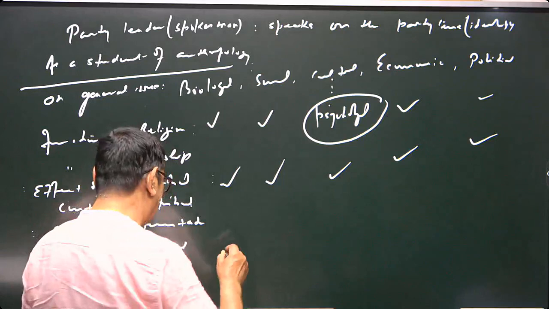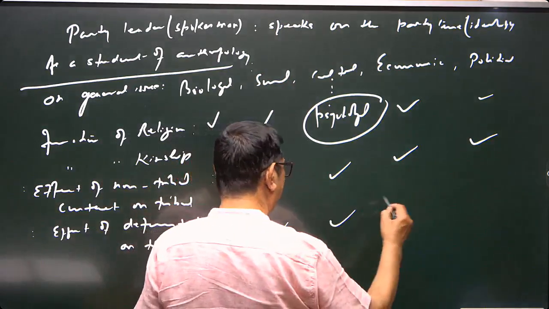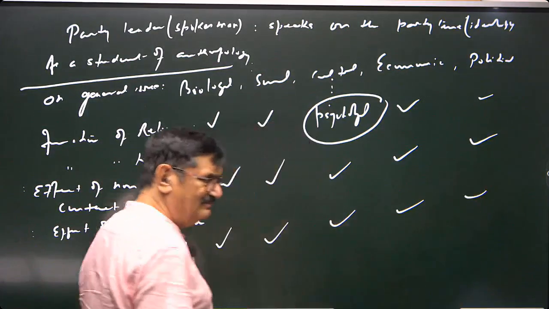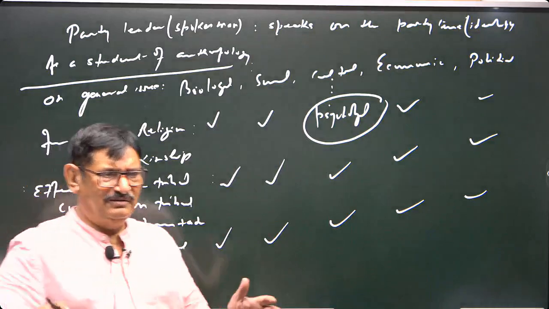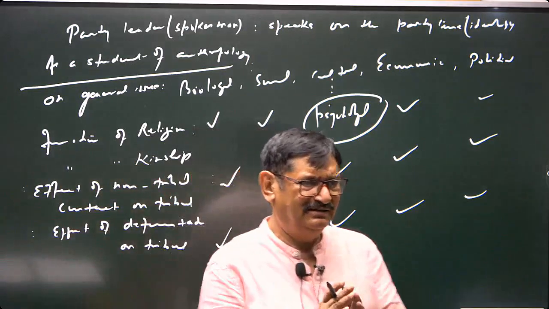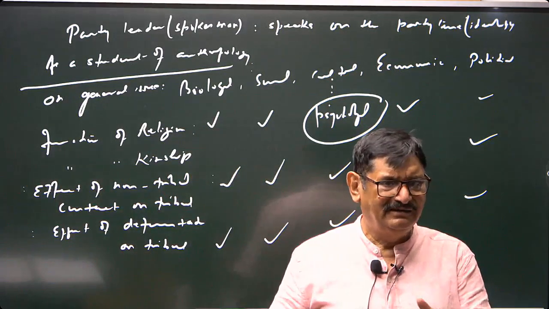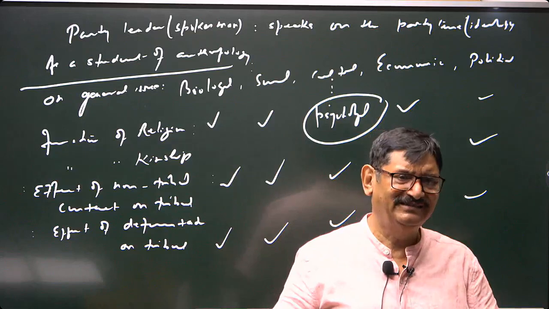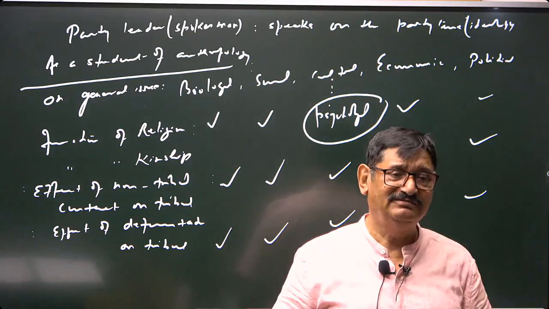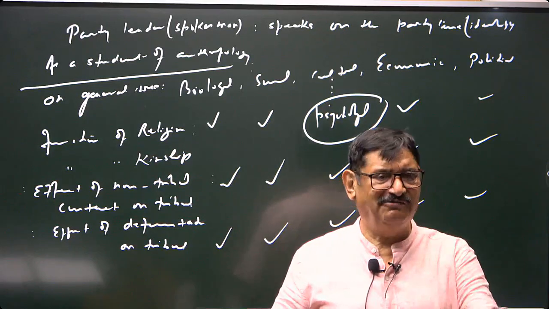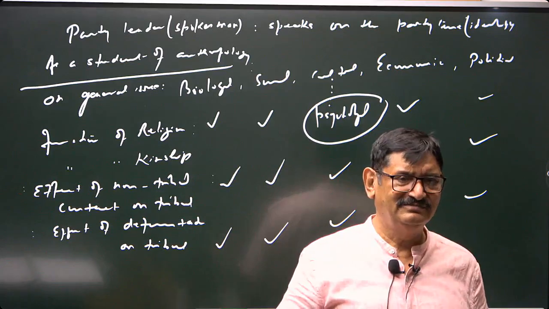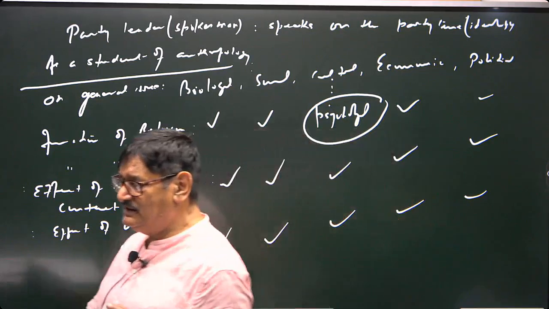And what are the effects of deforestation? These are the five. In anthropology, you speak on five lines. So in a general question, you write on five lines. And that is what I will teach you.